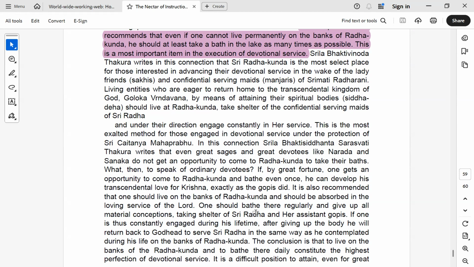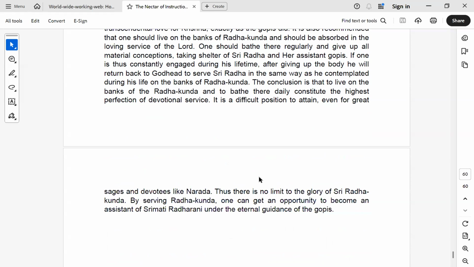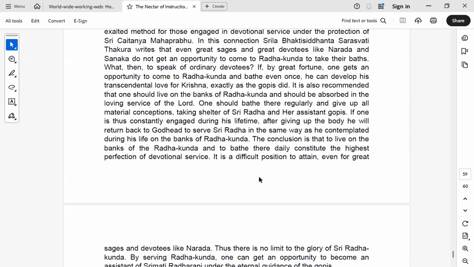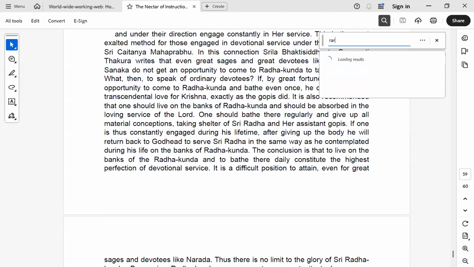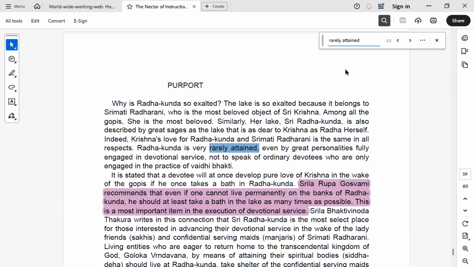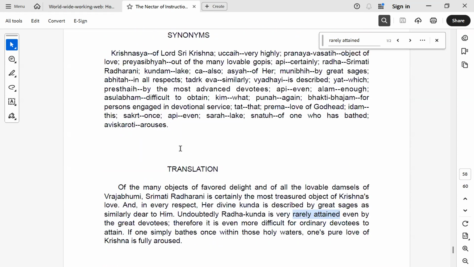Yeah, and Prabhupada says that it's interesting that it's rarely attained. And I think that word is showing here, rarely attained. Somewhere Prabhupada says this. Looks like I can't find things today. Where was that? There should be it. Oh yeah, it is here. It's the 11th verse.